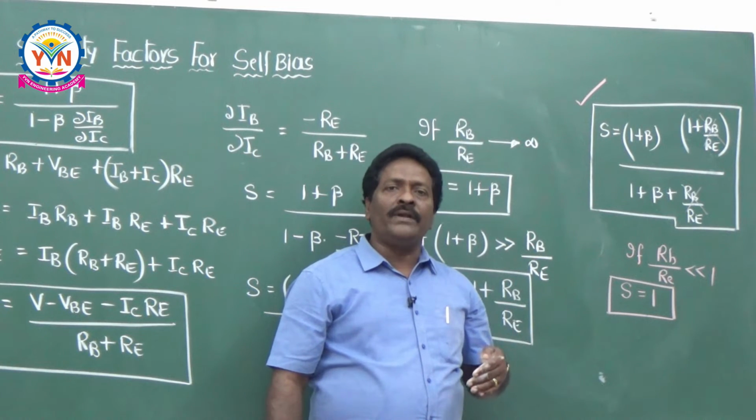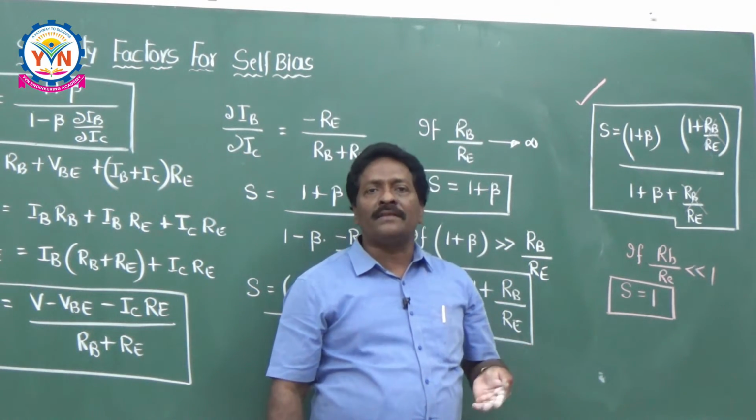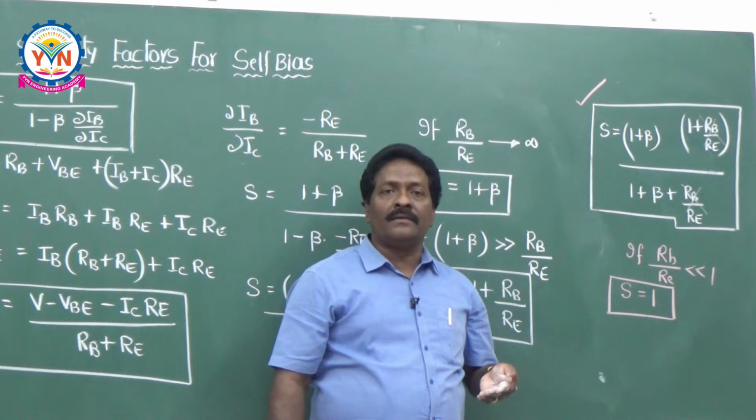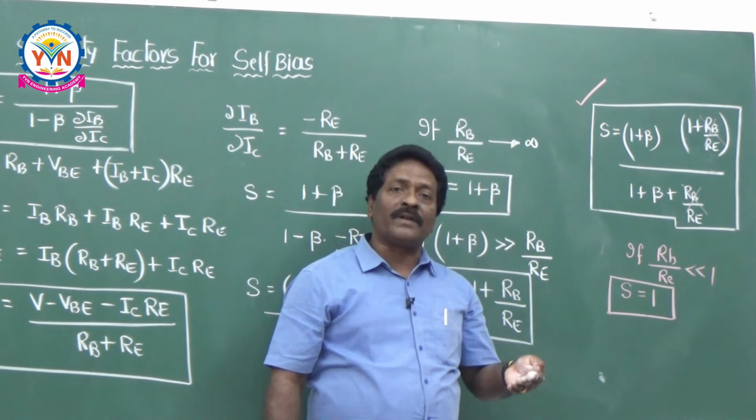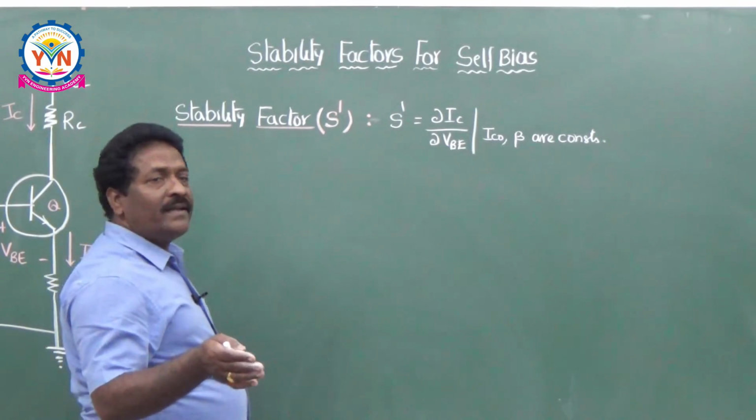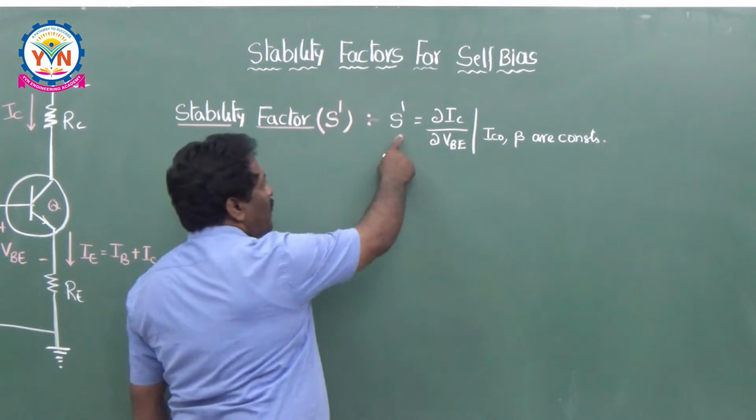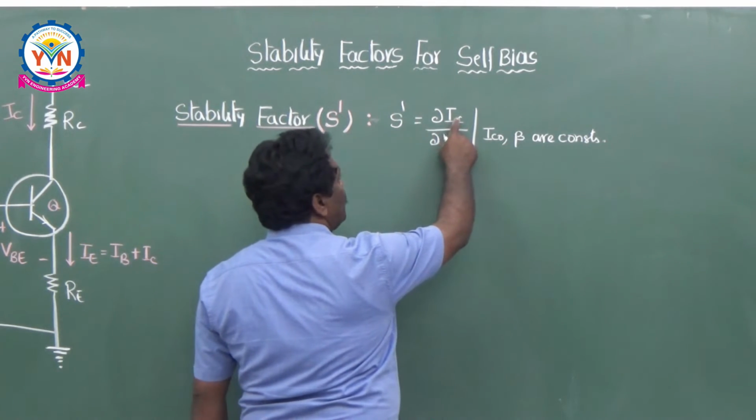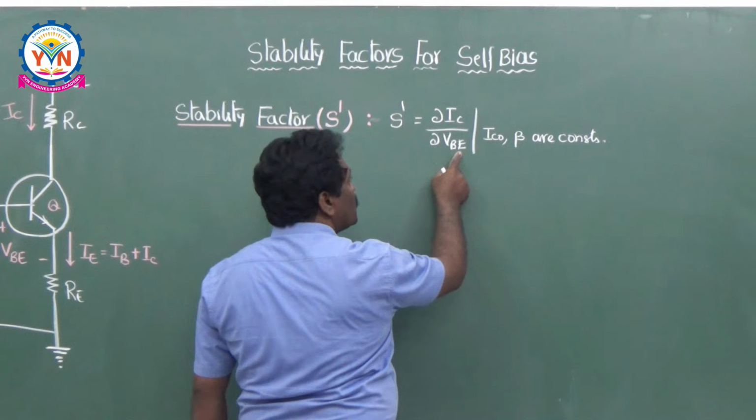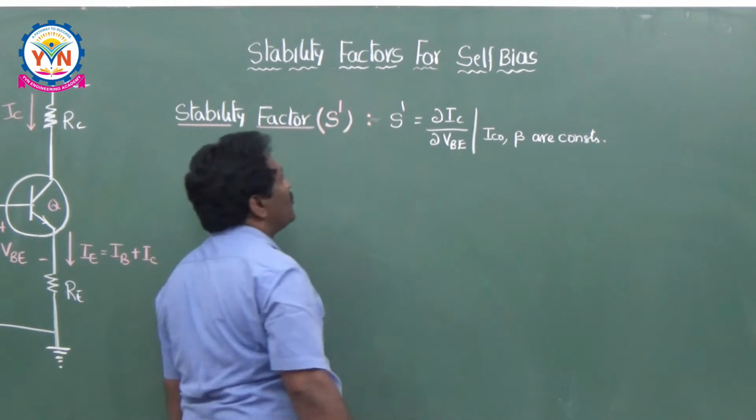Okay, now we are going to calculate S dash. What do you mean by S dash? S dash means change of collector current with respect to VBE. Now we are calculating the stability factor S dash, which is defined as the variation of the collector current with respect to the base to emitter voltage, keeping IC naught and beta constant.